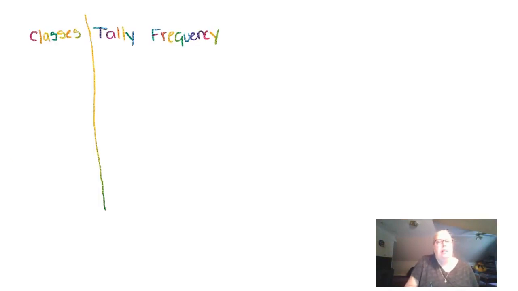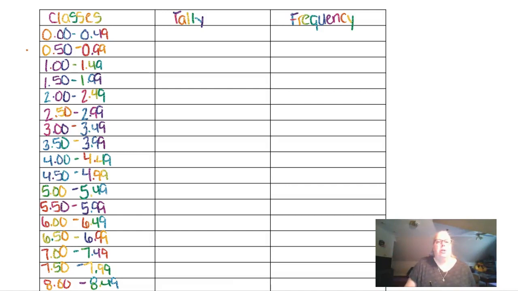That means my first class is going to go from 0 to 0.49, and then the next one is going to start at 0.5, and it's going to go to 0.99, and we'll continue on down here. So here's my chart, and now I have all of my classes listed over here on this side, and I can make sure to include my minimum and my maximum. Remember, my minimum was 0.25 and my maximum was 8.06, and this one goes all the way to 8.49.